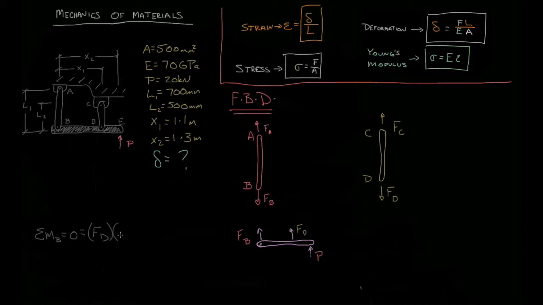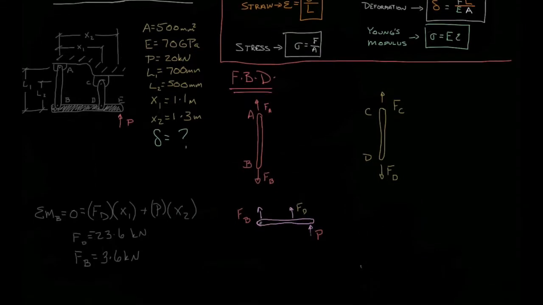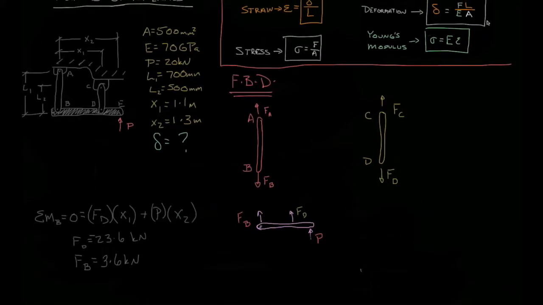Force D times x1 plus P times x2 sums to 0. We solve for force D, and we see that force D equals 23.6 kilonewtons, negative. So we know that CD is in compression, and we kind of inferred that already by looking at the problem setup. This would mean force B is only 3.6 kilonewtons.